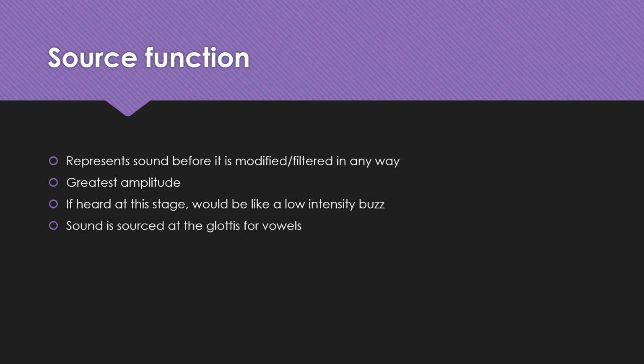So the source function, which was the first graph that I talked about, represents the sound before it is modified, filtered, or changed in any way. And it has the greatest amplitude. Like I said, the source function shows the fundamental frequency. And if you heard what this sound was like at this stage, it would be kind of like a low intensity buzz. And sound is sourced at the glottis, as I mentioned earlier.